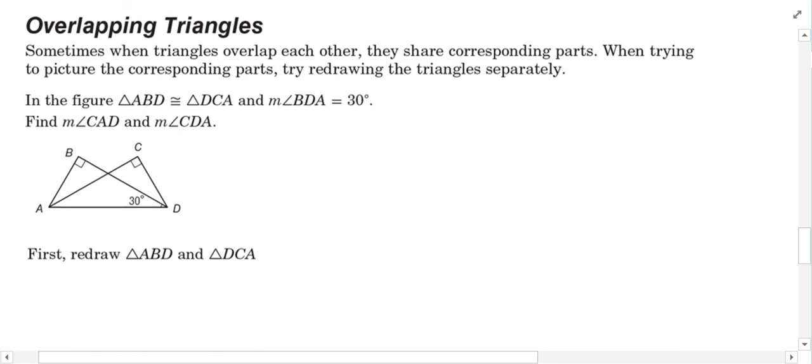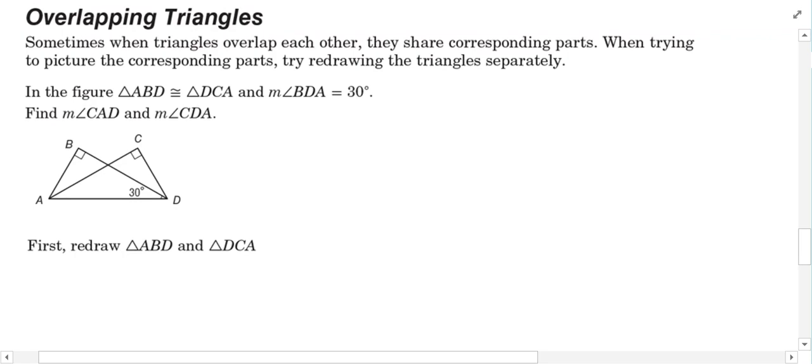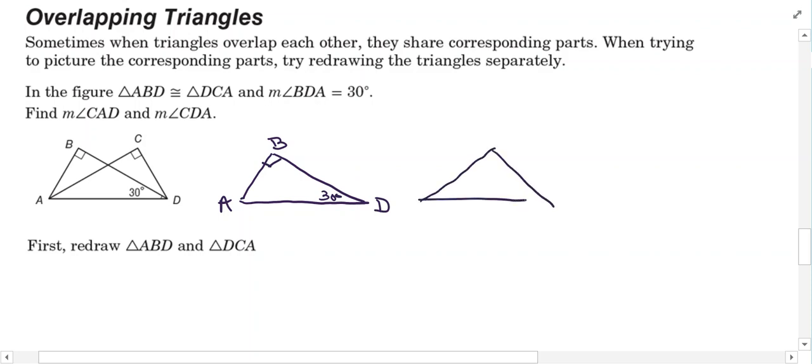One of the tricks in solving triangles, especially when they have a picture where the two triangles are overlapping, is to separate the triangles. Draw them separately. It helps you see what you're looking at. So in this picture here, I'll separate out the triangles. This will be A, B, D, and I know that this one was 30 degrees. The other one, here's C up here, and A and D.